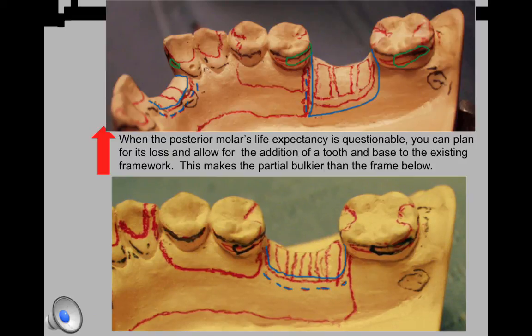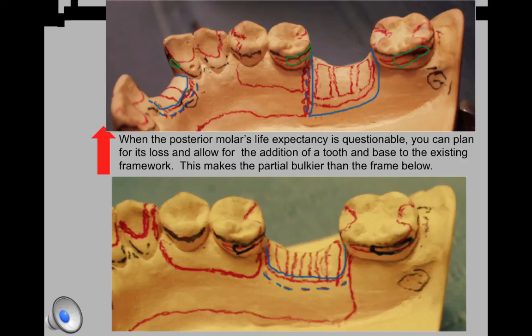Here are two ways that you can draw base attachment on a cast. The top has the external finish line at the crown down the distal lingual line angle and goes to the functional floor of the mouth. The base attachment then starts 2 millimeters above the bottom of the major connector and is drawn as shown on the cast. This is sometimes used when the posterior molar does not have a good prognosis.